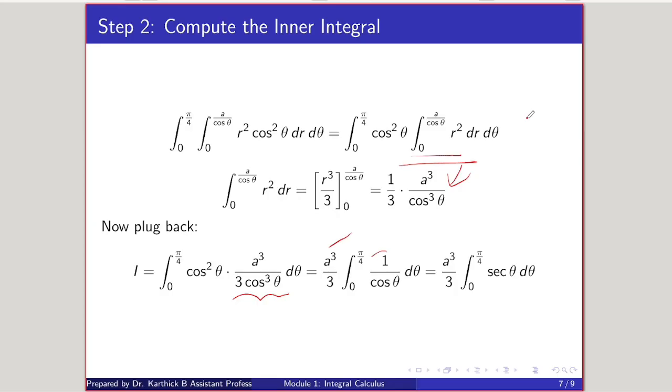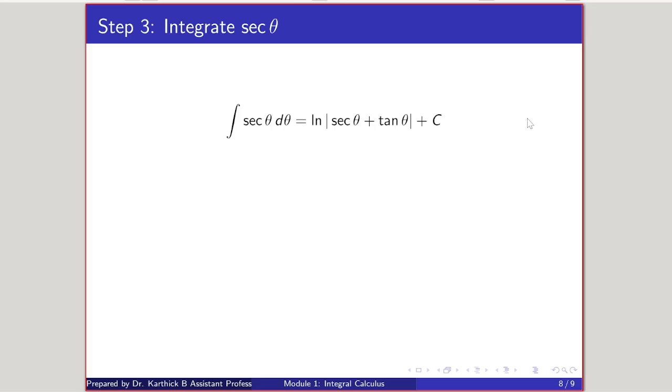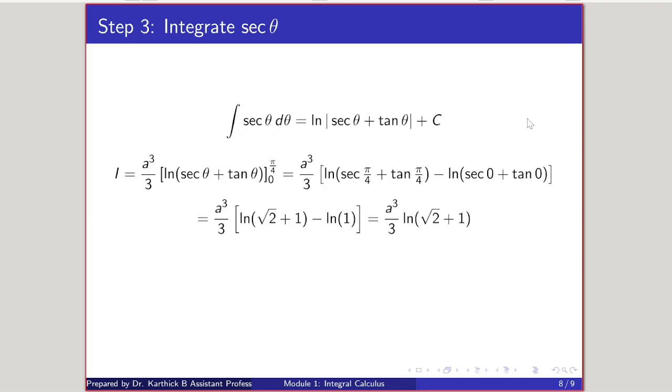Since we know that 1 by cos theta can be written as secant theta, now we want to integrate secant theta. We know that the integral of secant theta d theta can be written as log of modulus of secant theta plus tan theta plus c. So we can use this formula. On the next slide, the integral of secant theta can be written like this. Then we can apply the limits. The limit varies from 0 to pi by 4.